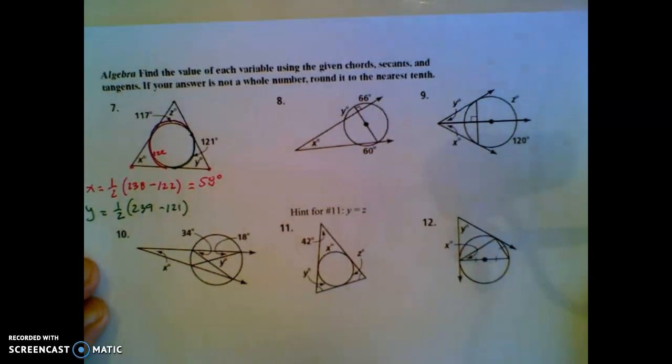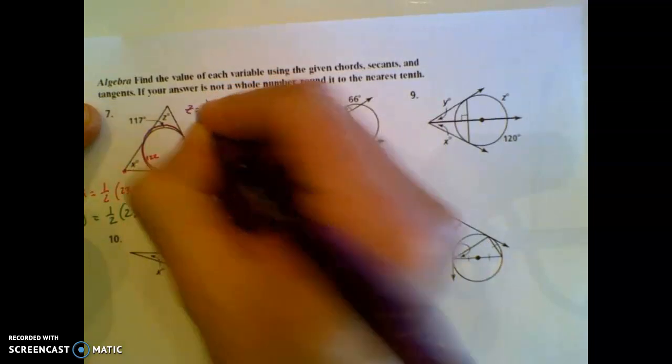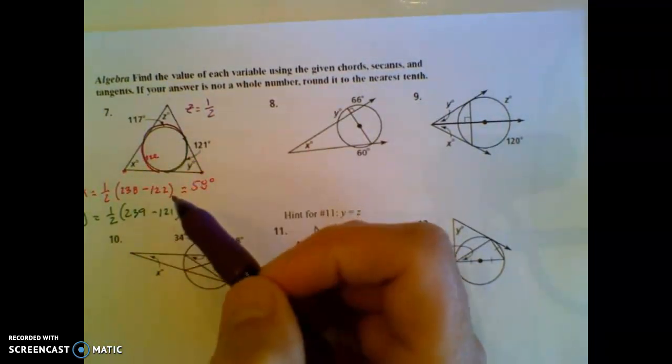And then lastly, for z, again, z is on the outside, so I take half the big arc, which is 122 plus 121, and then subtract that from 117.